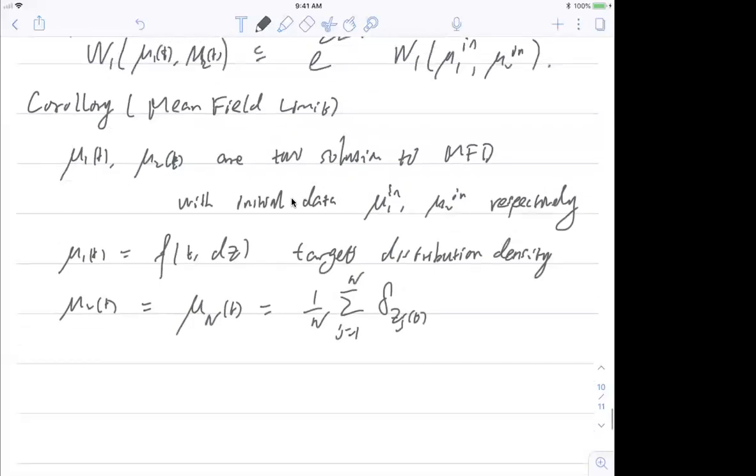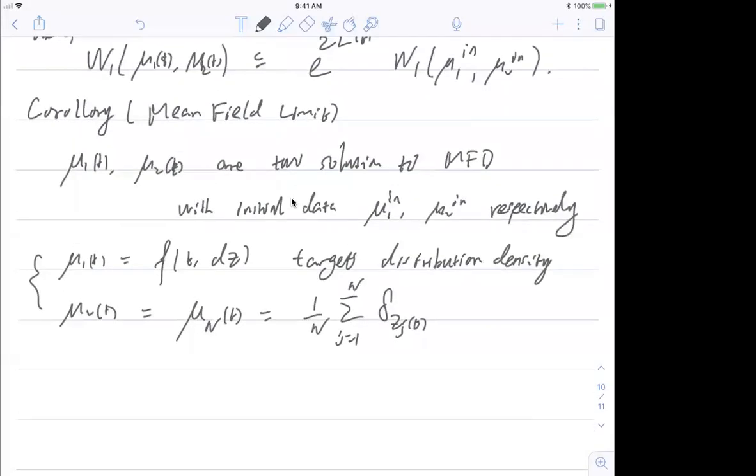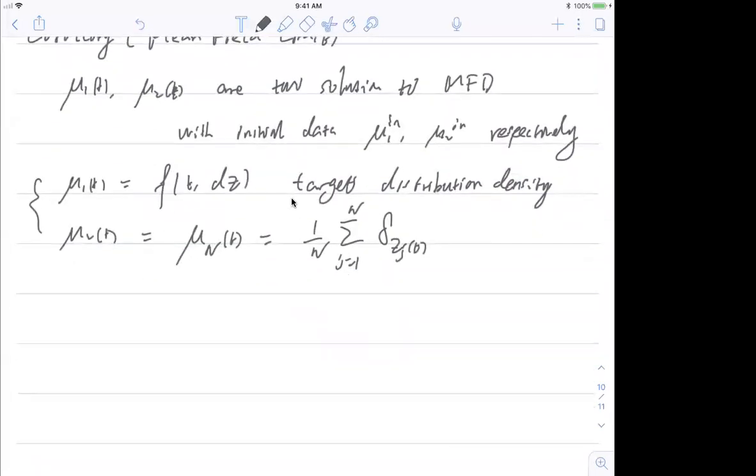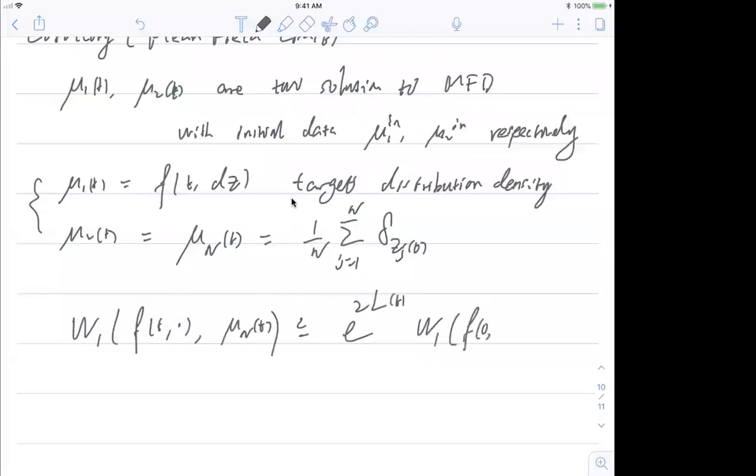Okay, so initially, if this goes to 0, then Dobrushin's estimate gives us W1 of f_t and mu^n_t, where f_t is the PDE solution and mu^n_t is the empirical measure, bounded by 2 L^t times W1 of f_0 and mu^n_0.